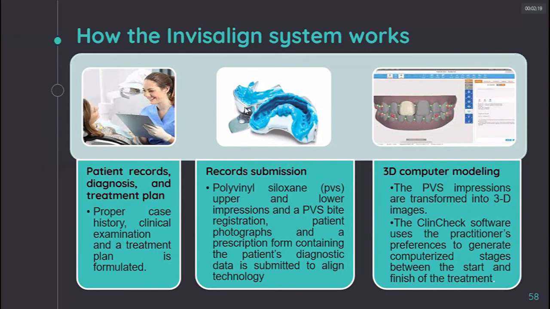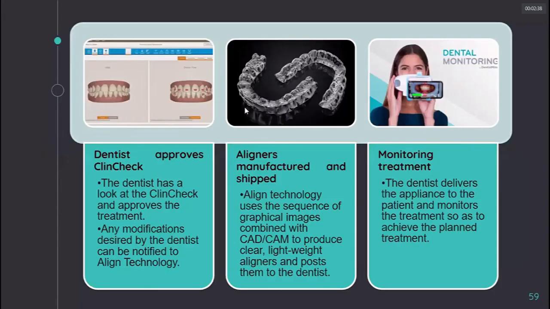Then in 3D computer modeling, the PVS impression is transformed into 3D images. And the ClinCheck software uses the practitioner's preferences to generate the computerized stages between the start and finish of the treatment. After that, the dentist approves the ClinCheck, and the dentist has to look at the ClinCheck and approve the treatment. And if any modification is to be made, it is notified to Align Technology.